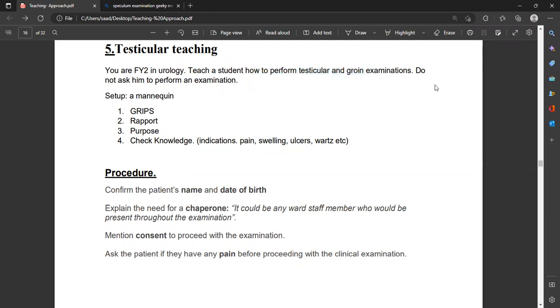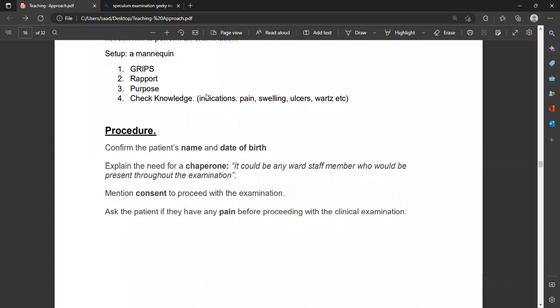And remember, it would be written like this: do not ask him to perform the examination. Then there is no need to ask him even to repeat the step on the mannequin. Do not ask this. Just go through it, just teach it, and that's it. That's great. Setup: there would be a mannequin. You will be teaching this testicular examination.